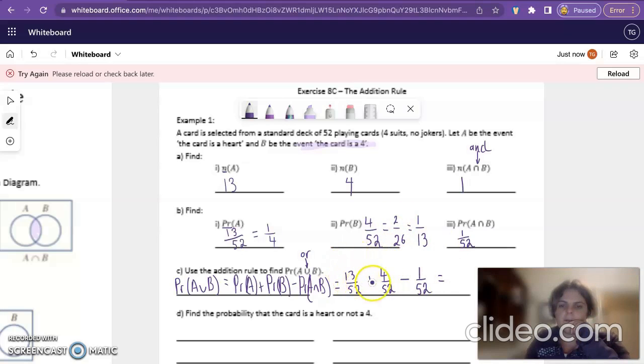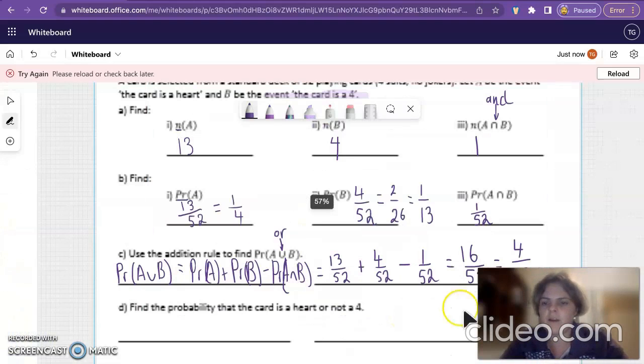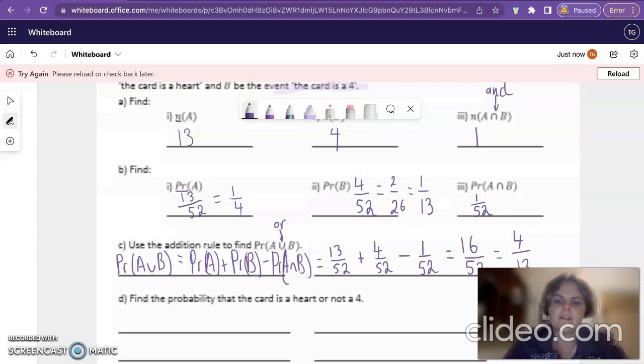So we've got 17 minus 1, 16 out of 52. And I think we can divide both of those by 4. 52 divided by 4 is 13. 16 divided by 4 is 4. 4 on 13. So your chances of getting either a heart or a 4 are 4 out of 13. So 4 out of 12 would be a third. So it's just under a third of the time you could expect.